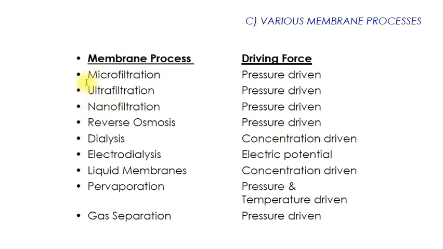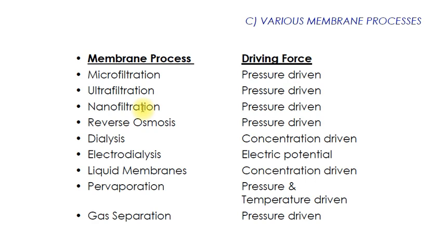Now we will focus on these four processes, because they are used for water purification. The basic difference between reverse osmosis, nanofiltration, ultrafiltration, and microfiltration is basically the pore size. Pore size is very small in reverse osmosis, so it is used to separate salt. In nanofiltration, the pore size is a little larger, but the membrane surface is positively charged, so it repels ions, especially metal ions.